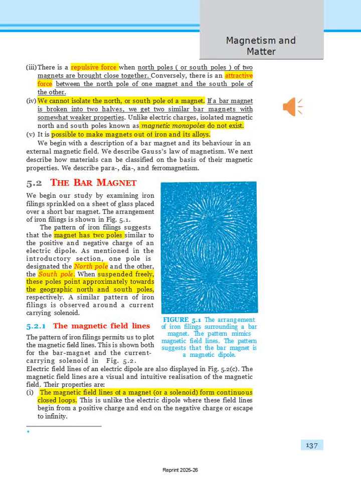The magnetic field lines. The pattern of iron filings permits us to plot the magnetic field lines. This is shown both for the bar magnet and the current-carrying solenoid in Figure 5.2. Electric field lines of an electric dipole are also displayed in Figure 5.2, c. The magnetic field lines are a visual and intuitive realization of the magnetic field. Their properties are: I. The magnetic field lines of a magnet, or a solenoid, form continuous closed loops. This is unlike the electric dipole where these field lines begin from a positive charge and end on the negative charge or escape to infinity.